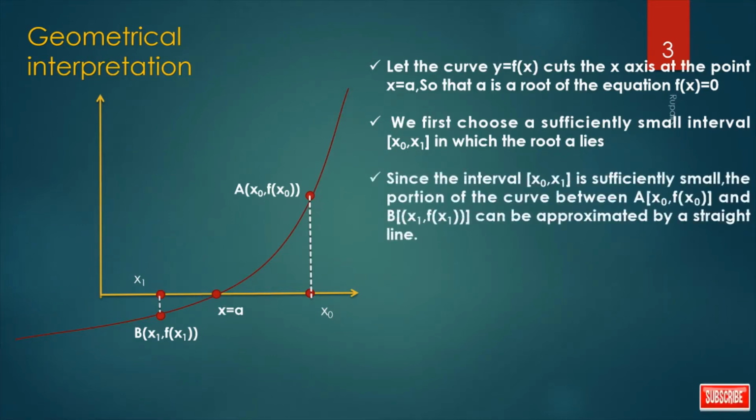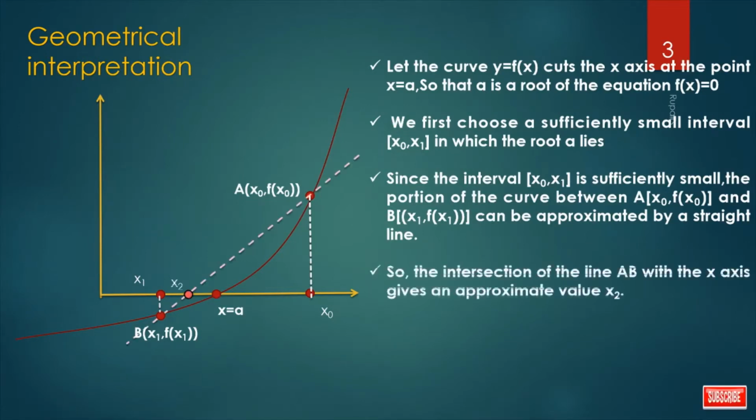Since the interval [x0, x1] is sufficiently small, the portion of the curve between A (x0, f(x0)) and B (x1, f(x1)) can be approximated by a straight line. So, the intersection of the line AB with the x-axis gives an approximate root x2. Repeat the same step till we get f(x) = 0 or |f(x)| less than or equal to the accuracy.